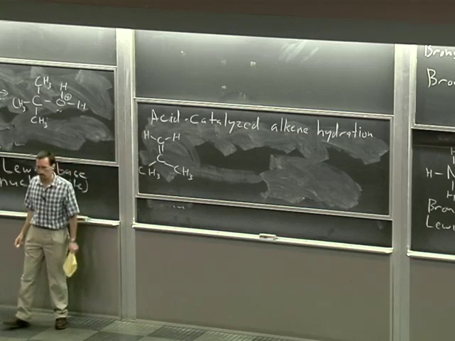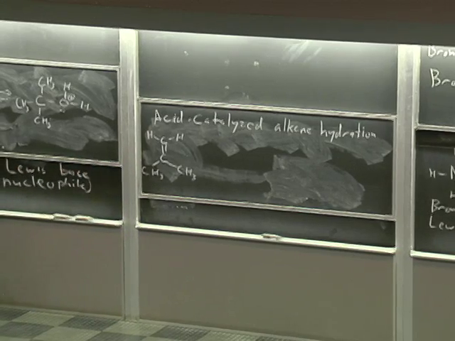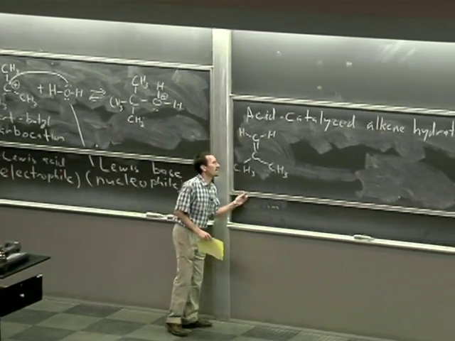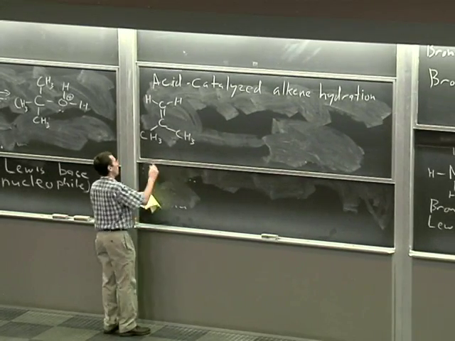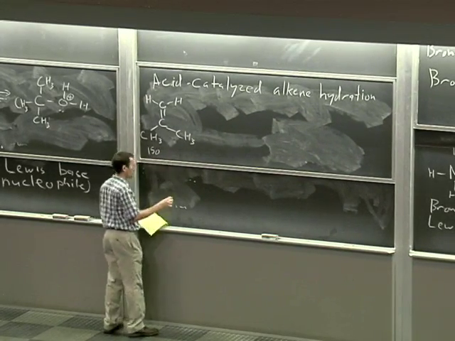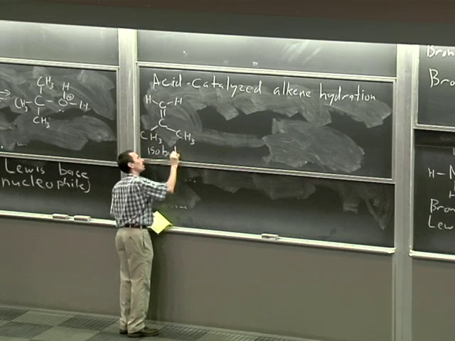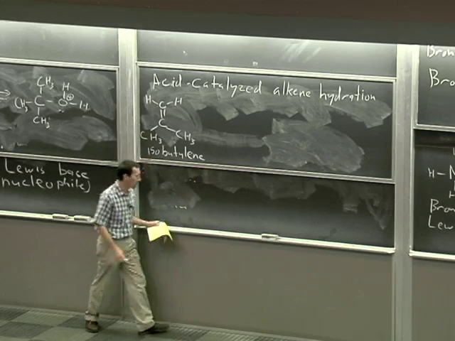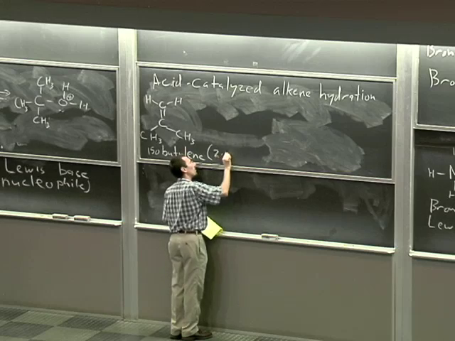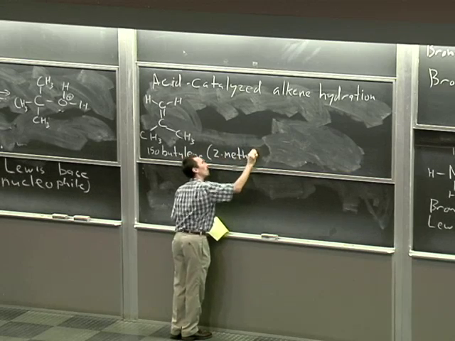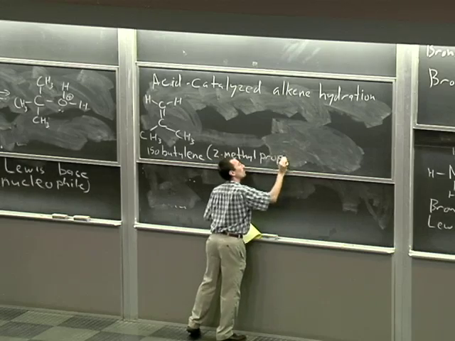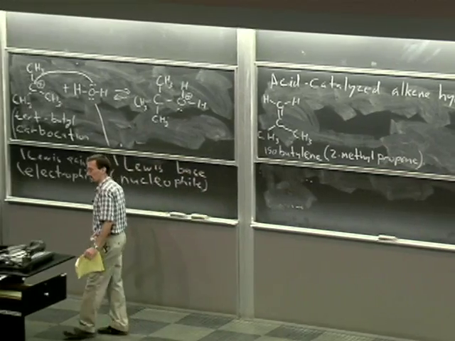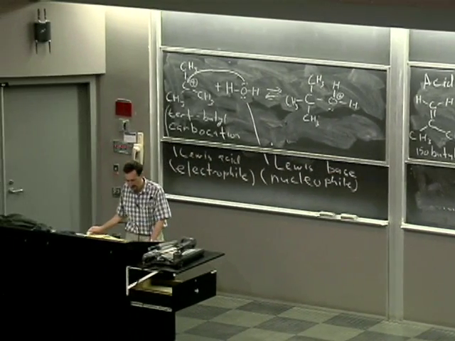Write out the name of these molecules. We'll get more about nomenclature as we move on to the chapters on alkenes and alkanes. So this molecule is called isobutylene. It's also called 2-methylpropene. Isobutylene is the common name. 2-methylpropene is what we would call the IUPAC name.